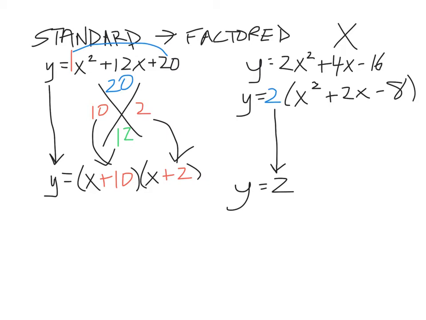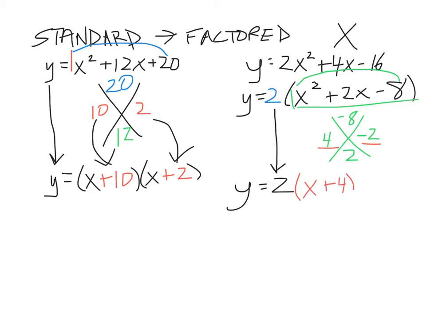And now I'm going to focus on the inside and do my x there. So what two numbers, look, I can do just the x because it's a 1, multiply to negative 8 and add to 2. Well, that's just going to be 4 and negative 2. So we're going to bring that down and put our binomials. X plus 4, x minus 2.